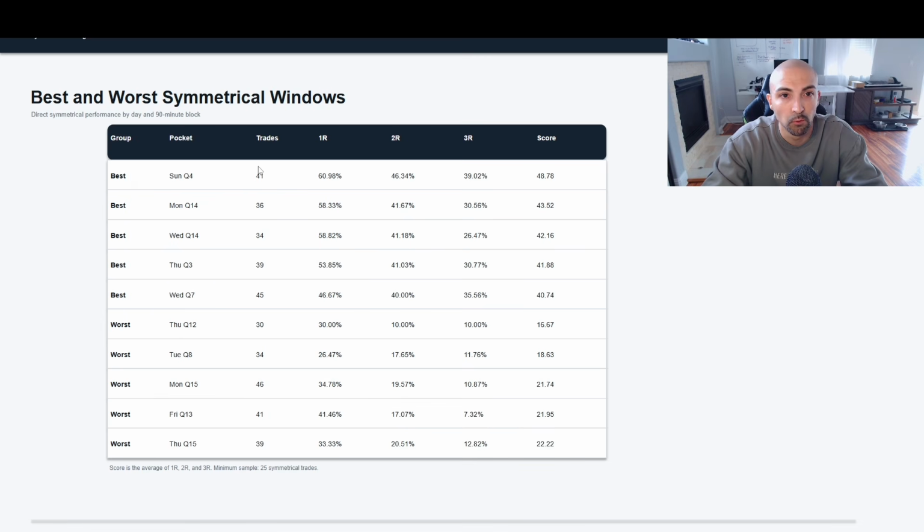All right, best and worst for symmetrical windows. So Sunday, Q4, 41 trades, almost 61% 1R. That's our best. Monday, Q14, 58. Wednesday, Q14, 58%. And honestly, that's the best it gets. Anything below 55%, I don't care for it. Doesn't seem significant enough to really try to play.